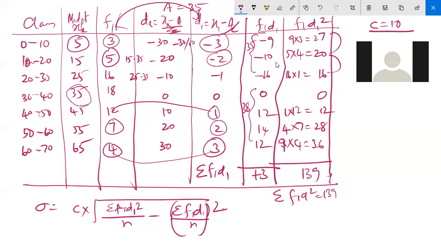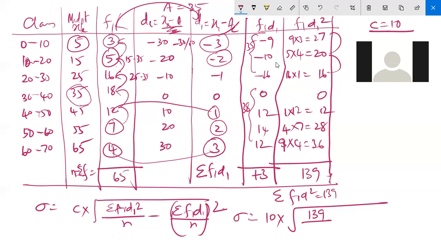All right. Now you have to use the formula. Okay. So sigma is equal to 10 into square root of sigma fi di squared, which is 139, by n. N you have to find. N is equal to sigma f. 4 plus 7, 11. 11 plus 12, 23. 23 plus 18, 41. 41 plus 16, 57. 57 plus 5, 62. 62 plus 3, 65. N is equal to 65.